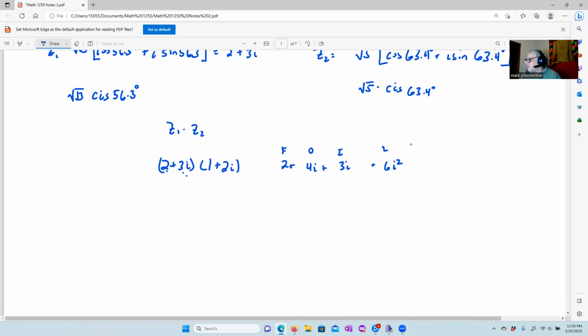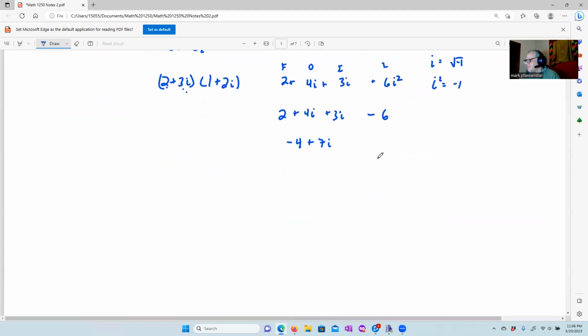But one of the things we have to remember is since i is equal to the square root of -1, i squared is equal to -1. So we have 2 plus 4i plus 3i minus 6. Okay, so 2 minus 6, we collect the real part. That's just going to be 2 minus 6, that's minus 4. And then 4 plus 3, that's going to be plus 7i. Okay, so that's how we FOIL those out.